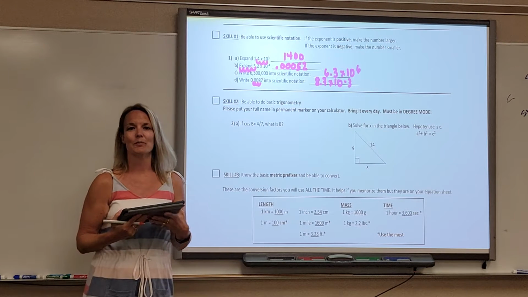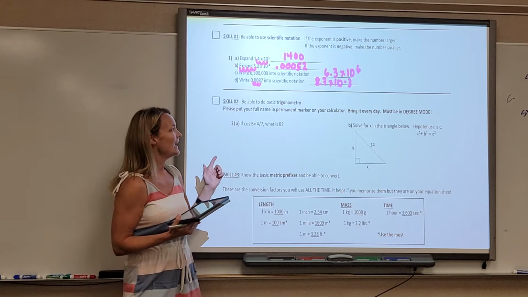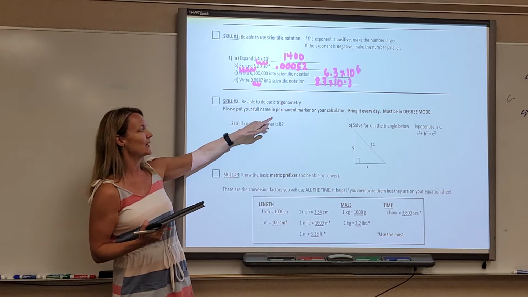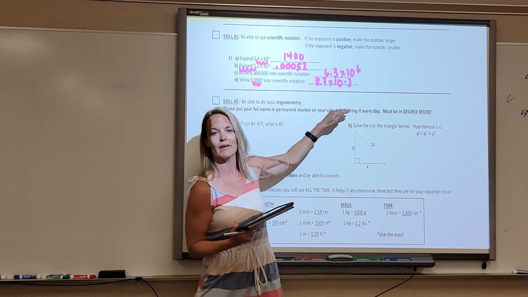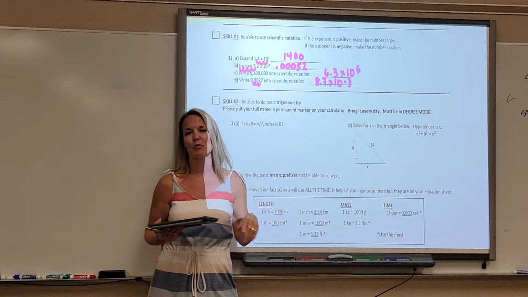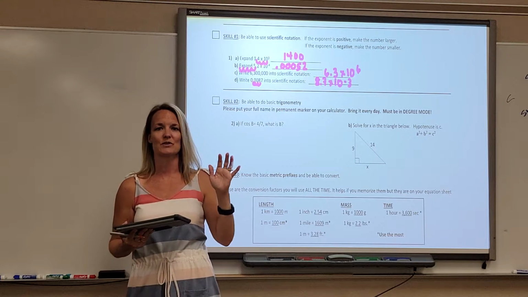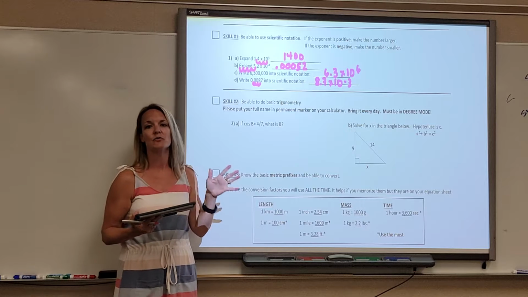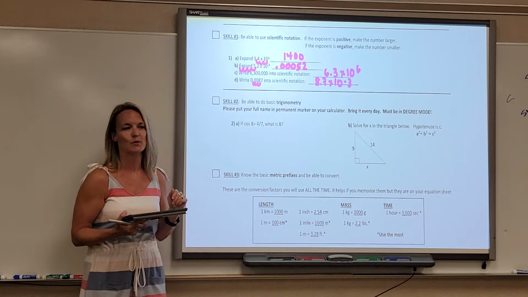Okay, we are going to have to be able to do a little bit of trigonometry. In order to get this to work, please make sure you have your calculator with you. It has to be in degree mode. I know in some math classes you'll be switching into radians as well. In physics, we always need it in degree mode.